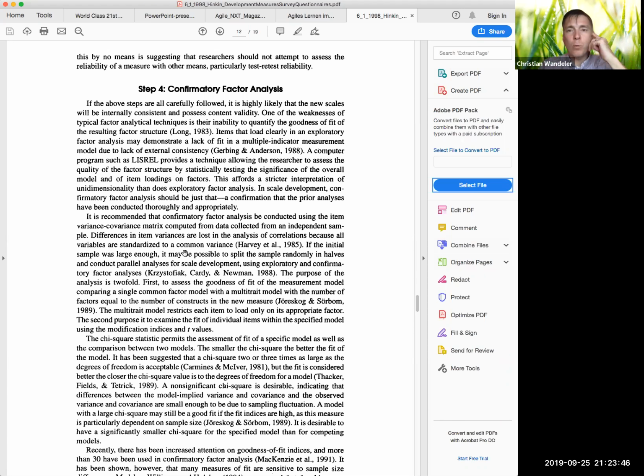And usually what we do is we randomly split our sample. Let's say we have 400 people that helped us pilot the survey. We would take 200 to do an exploratory factor analysis and see how these items play out. And then we would take the second 200 and use them for a confirmatory factor analysis where we can test it, confirm basically that structure. Does that make sense?